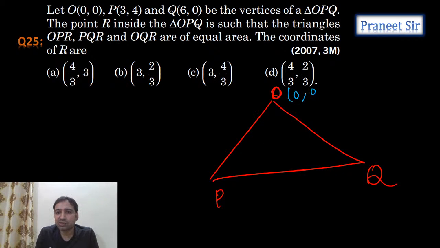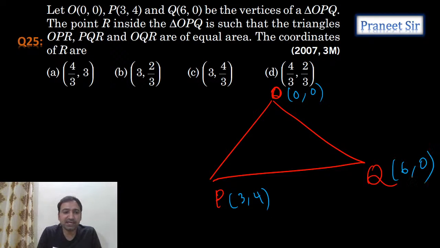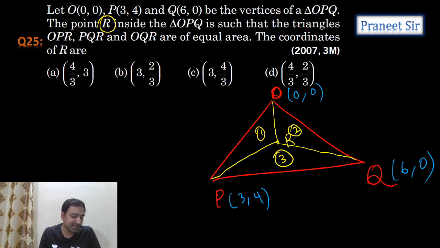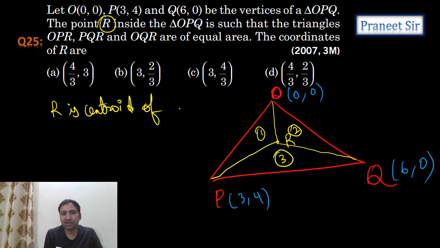So guys, O is given as (0, 0), P is given as (3, 4) and Q is given as (6, 0), and we need to find a point R inside the triangle in such a way that triangle OPR, triangle OQR and triangle PQR, all these three triangles have the same area. Can I say that R is the centroid of triangle OPQ?